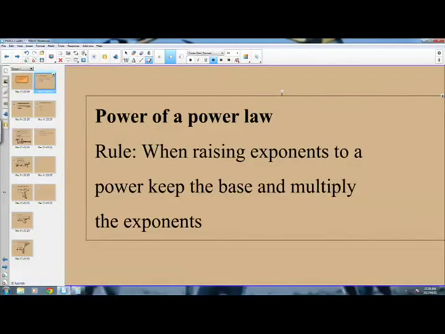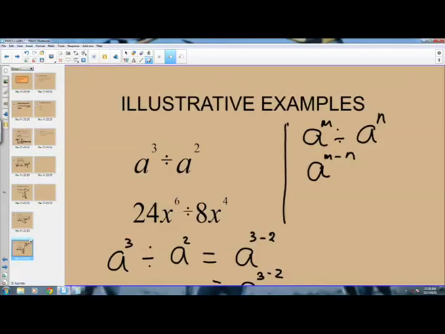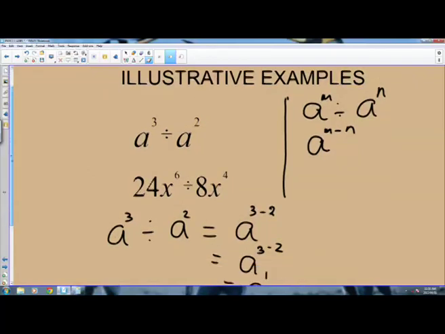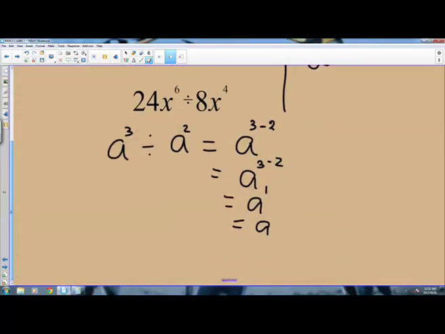Now, let us have a look at another example. It says, not the power of power, but we are still dealing with the division law. And then we have to look at the examples.